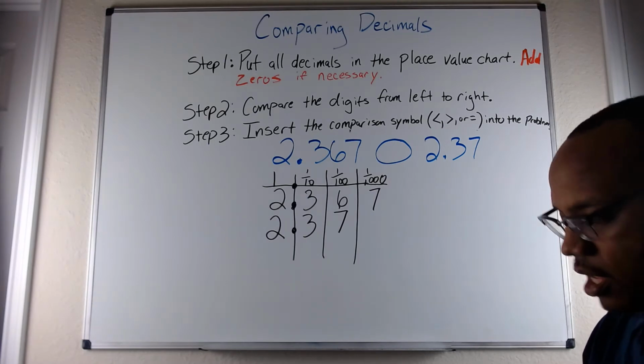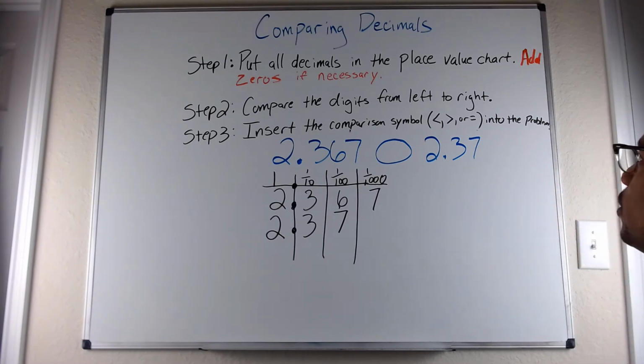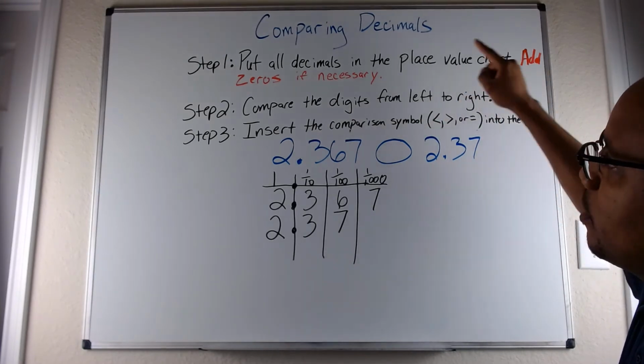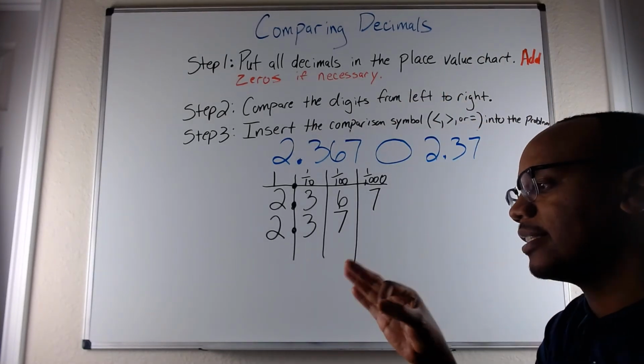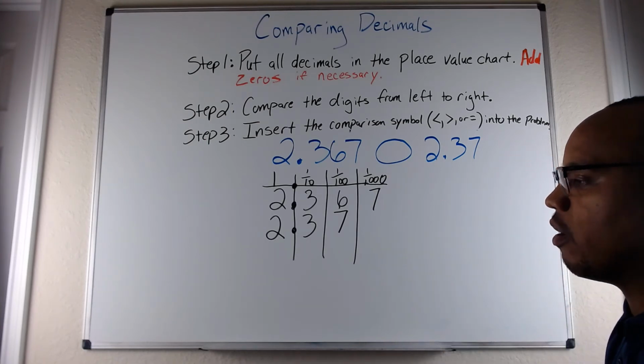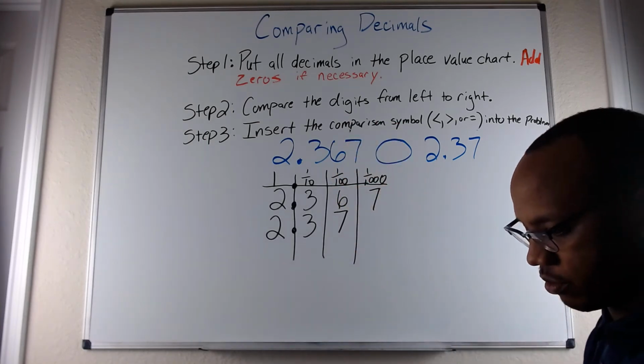All right. Now, that's step one. I put all the decimals in the place value chart. Now, I'm going to skip adding zeros if necessary. I'm going to come back to that and show you how crucial it really is. So for now, I'm going to solve the problem without adding zeros.